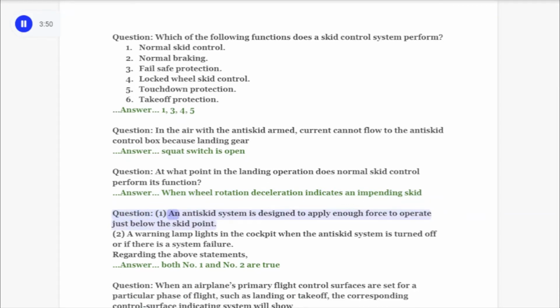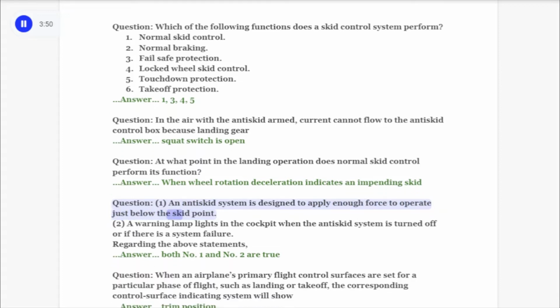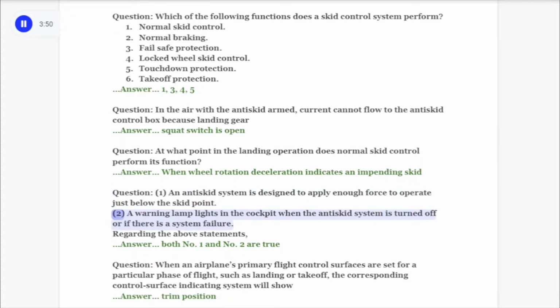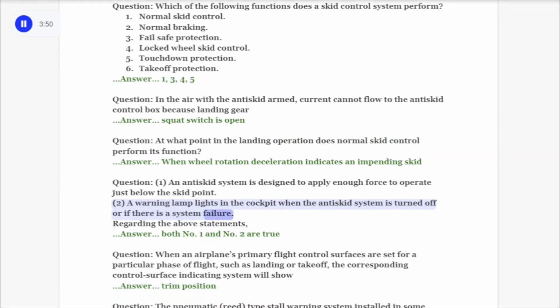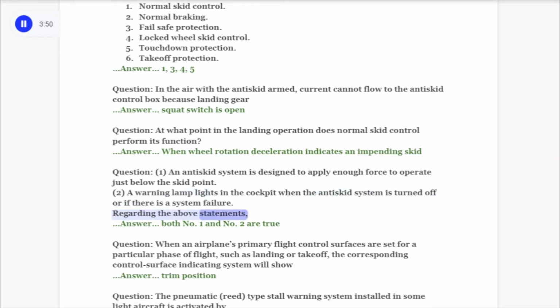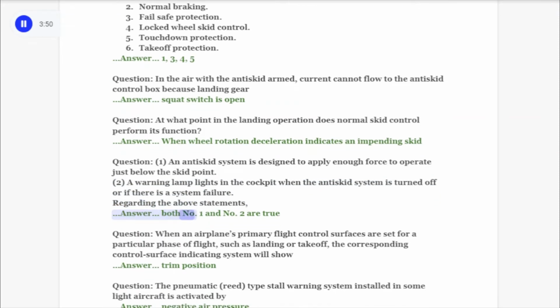Question: 1. An anti-skid system is designed to apply enough force to operate just below the skid point. 2. A warning lamp lights in the cockpit when the anti-skid system is turned off or if there is a system failure. Regarding the above statements. Answer: both number 1 and number 2 are true.